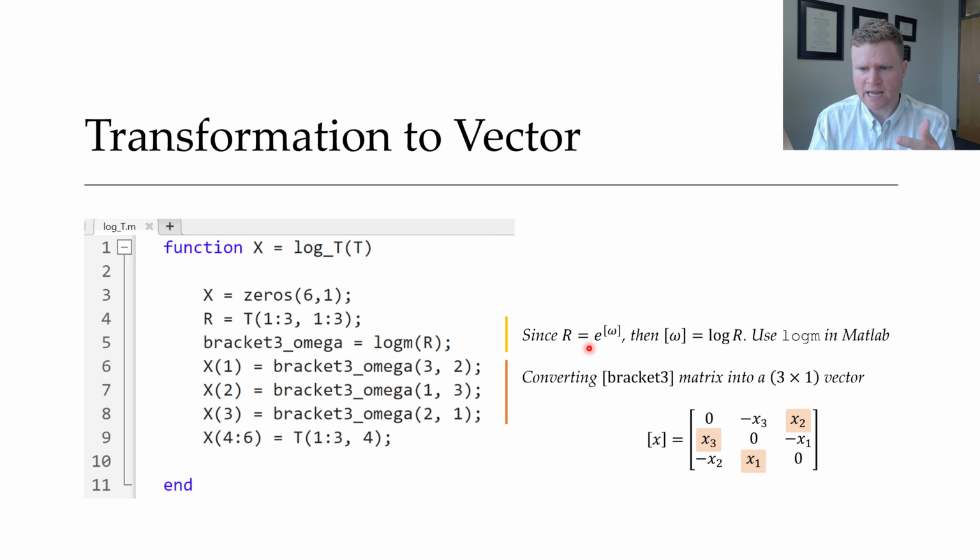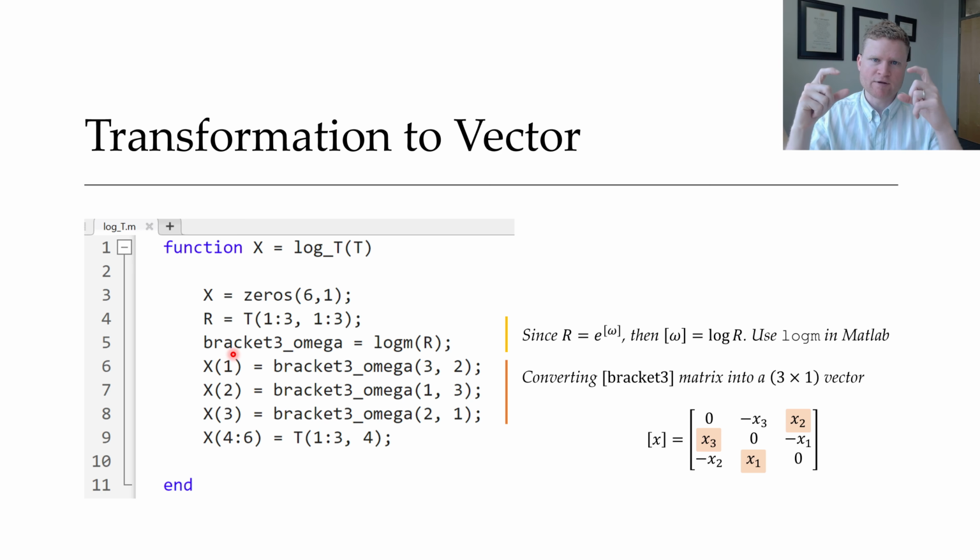The idea I want to show you today is that we can do the opposite. So if you look at this equation, you might say, all right, what if I take the matrix logarithm of both sides? Then I'll be left with, on one side, the bracket form of omega, and on the other side, the matrix logarithm of the rotation matrix R. And that's exactly what we're going to do. We're going to use the matrix logarithm of R in order to find the bracket 3 version of omega.